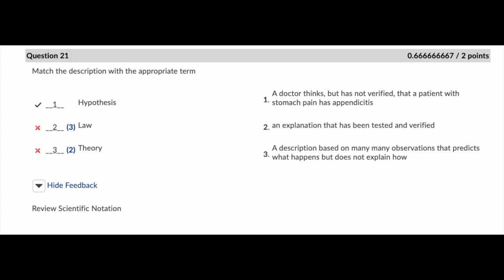And he has hypothesized this, or made an educated guess, because he's a doctor. Based on what symptoms his patient has, he predicts that his patient has appendicitis.